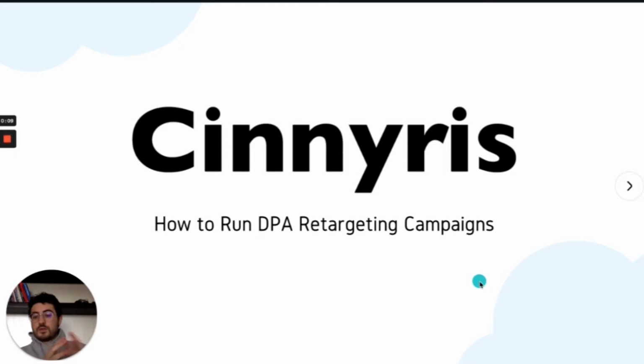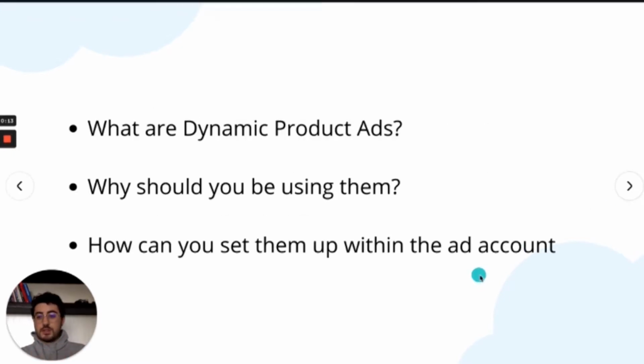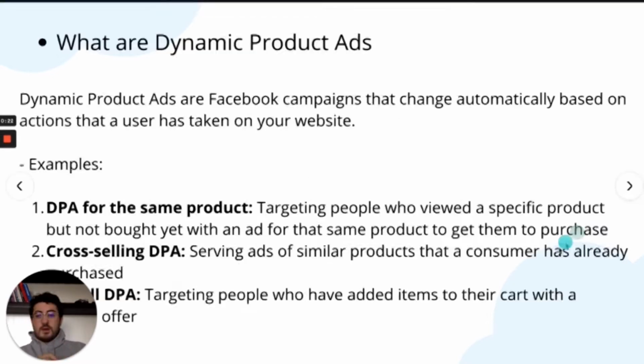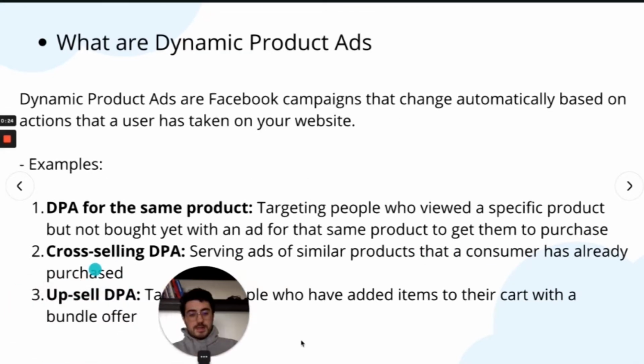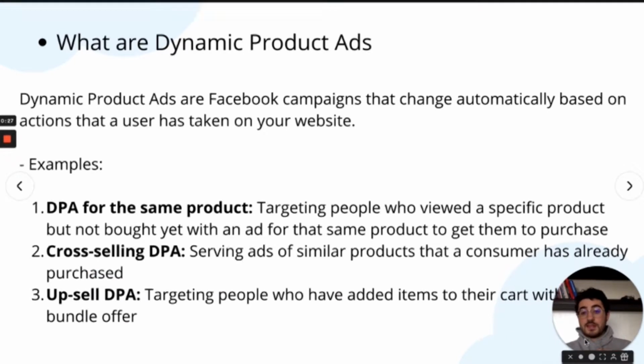Okay, so how to run dynamic product ad retargeting campaigns. As I mentioned, what we're going to be talking about today is what are dynamic product ads, why you should be using them, and how you can set them up within the ad account. So what are dynamic product ads? Dynamic product ads are Facebook campaigns that change automatically based on actions that a user has taken on your website.